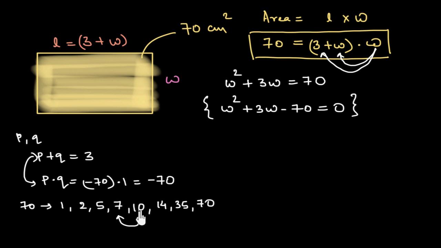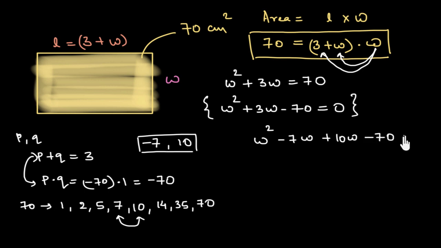So if we would pick 7 and 10, let's say that we have negative 7 and 10, because negative 7 times 10 is negative 70 and negative 7 plus 10 is positive 3. So this is the value of p and q that we were looking for. So now let's try to split the middle term in terms of negative 7 and 10. So this would give us w square minus 7w plus 10w minus 70, and this is equal to 0.